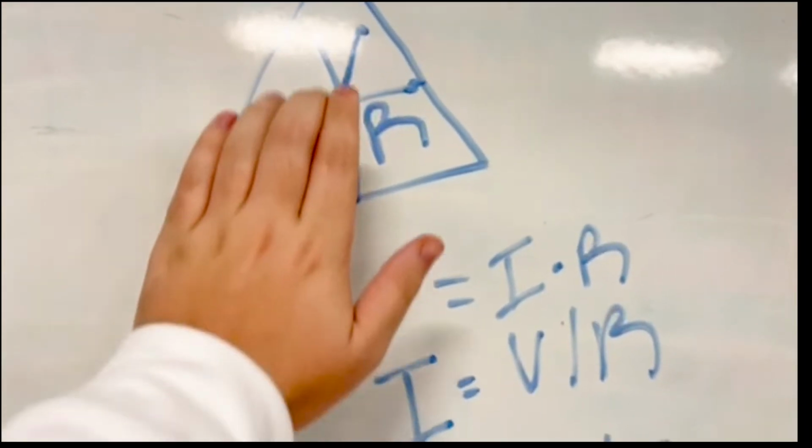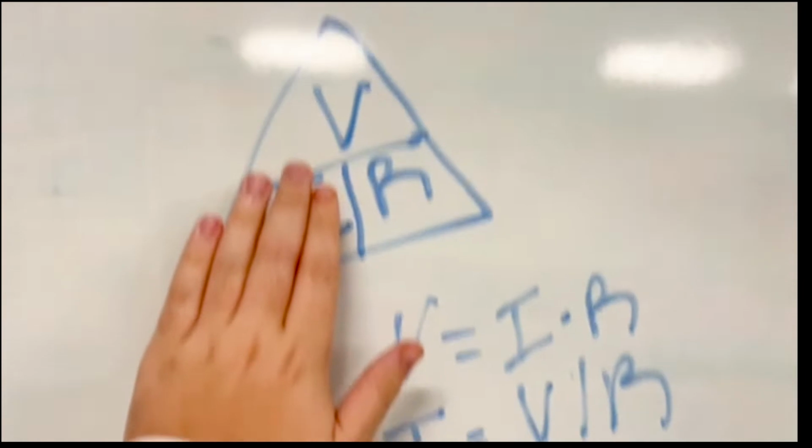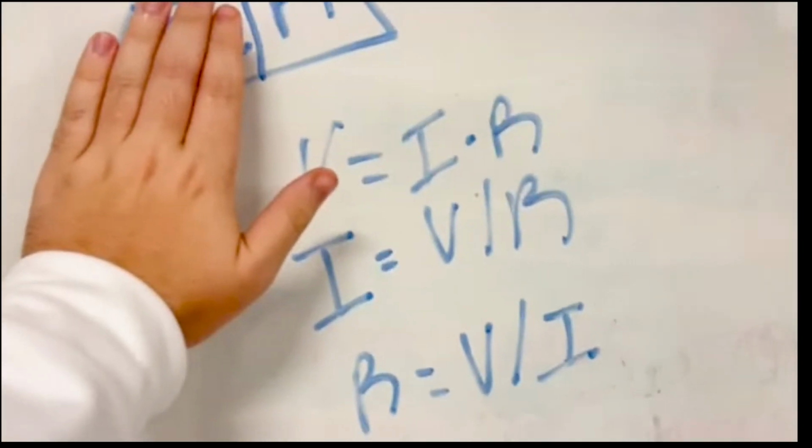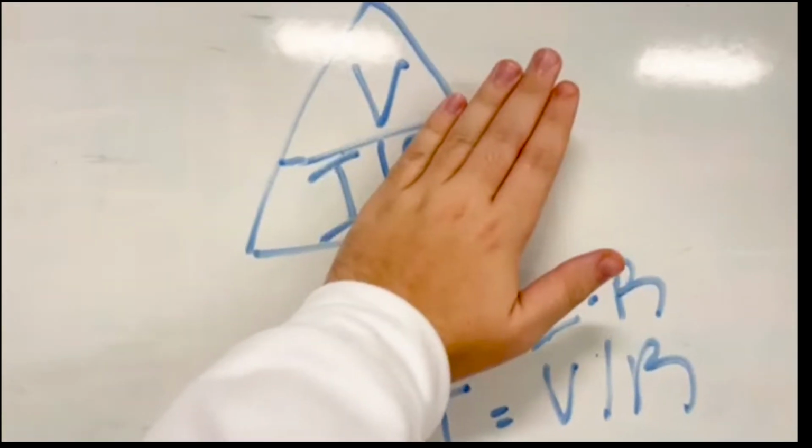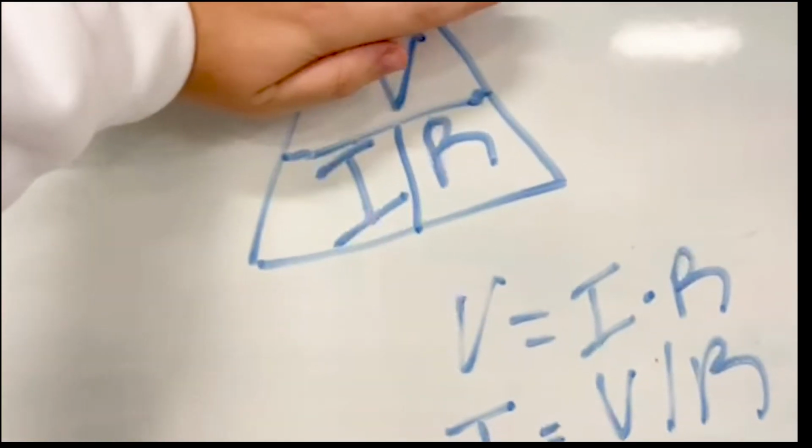So if you need current, you just cover it up and you get voltage divided by resistance. Or if you need that, you can look at it that way.